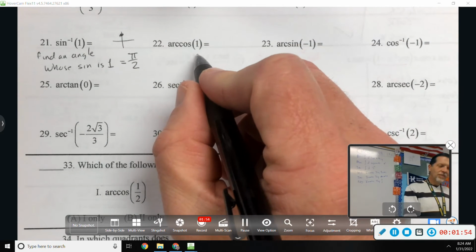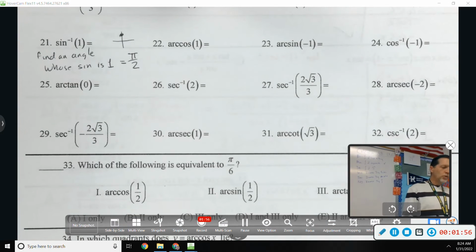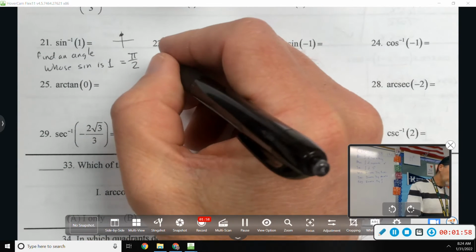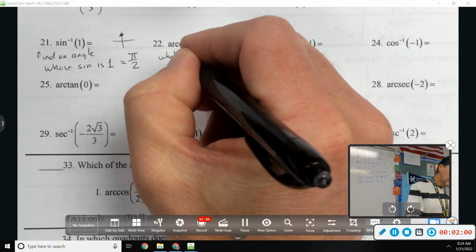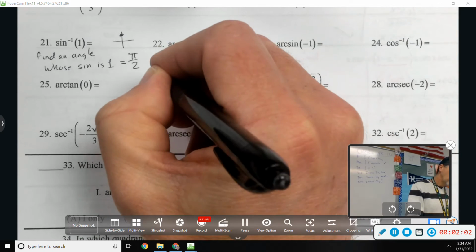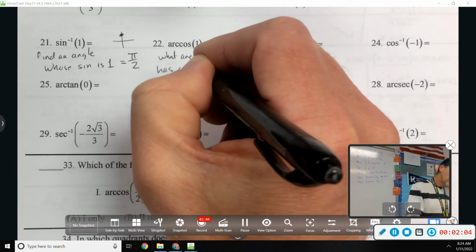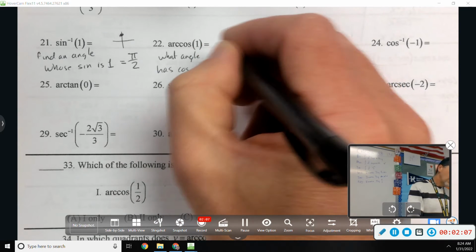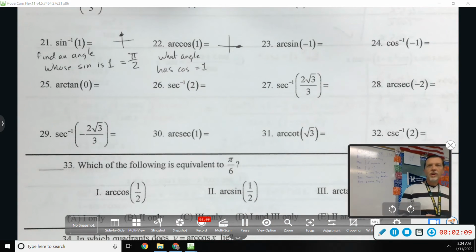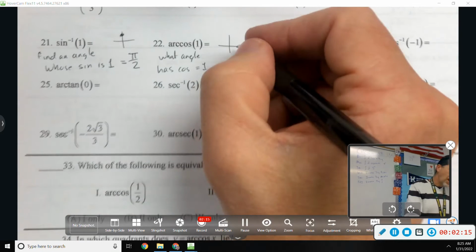Arc cosine of 1 means find an angle whose cosine is 1. 0. And cosine is equal to 1 over there on the right, because cosine's a left-right x thing. So its maximum is over there at 0.